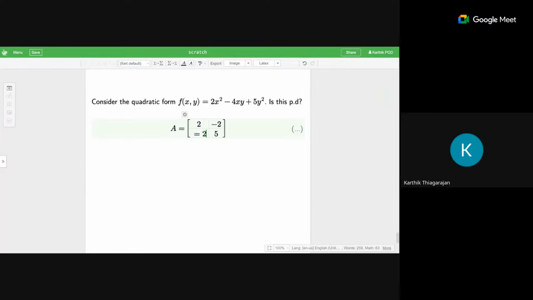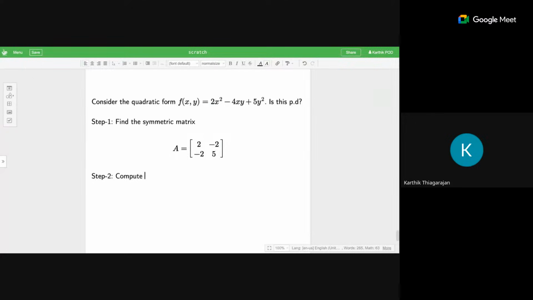This is the only matrix you can associate with this, because only for symmetric matrices is the whole idea of positive definiteness even defined. So the steps are: step 1, find the symmetric matrix A, because there's only one such matrix. Step 2, compute the eigenvalues of A, look at the signs, and determine if it is PD or not.